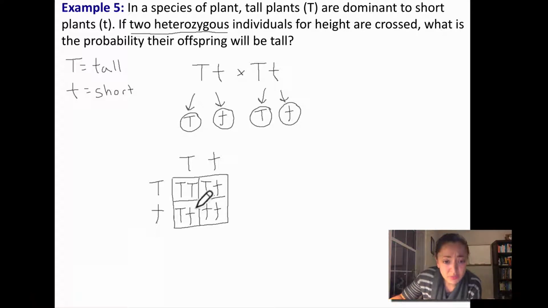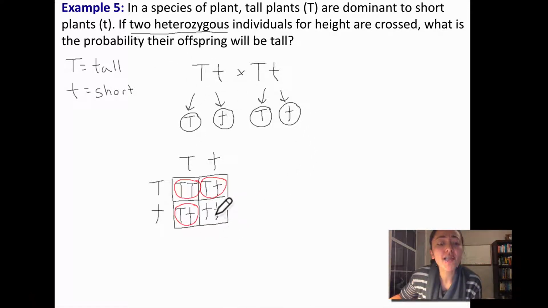So if we look here, would this offspring be tall? Well, definitely, that's all they got is a big T, big T. What about this offspring here? Yes, they do have a dominant allele, so this offspring will also be tall. This offspring down here will also be tall because it is big T, little t, and this one will be short. So how did we figure out what the probability is?